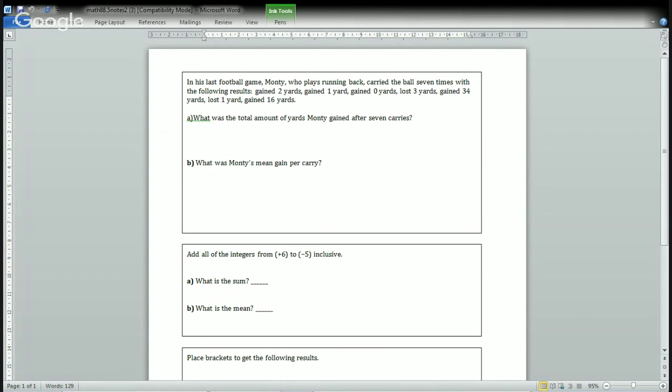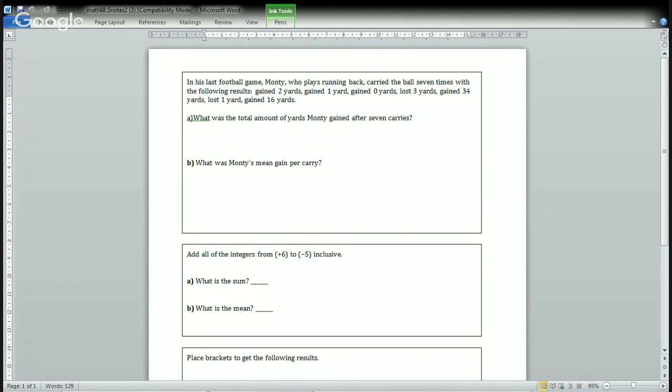All right, welcome to the back of the applications page. Again, I'll kind of get you going, but most of it will be on you. So here's our word problem. In his last football game, Monty, who plays running back, carried the ball 7 times with the following results: gained 2 yards, gained a yard, gained 0 yards, lost 3, gained 34, lost 1, gained 16. What was the total amount of yards gained by the 7 carries?